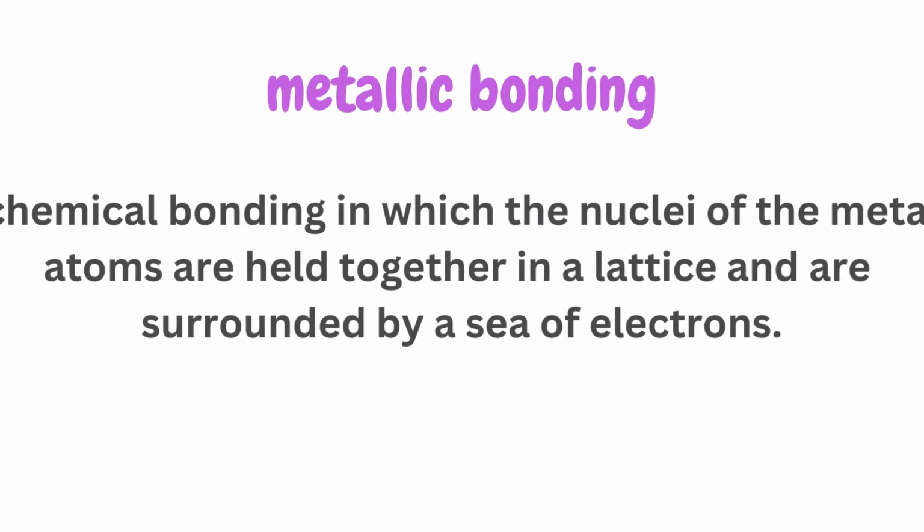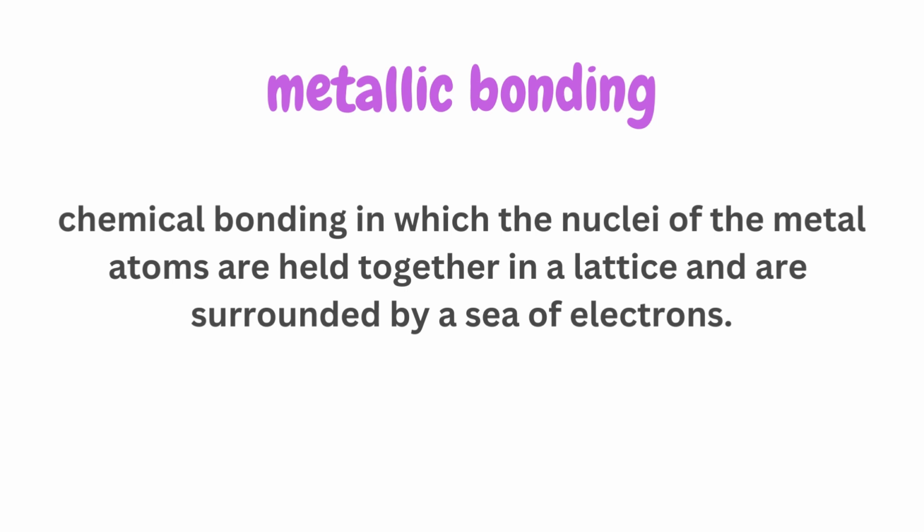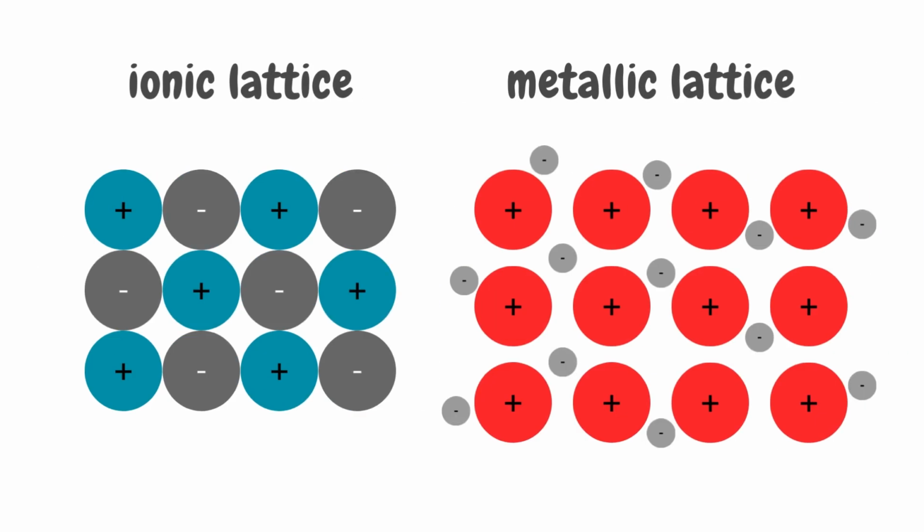Metallic bonding refers to chemical bonding in which the nuclei of the metal atoms are held together in a lattice and are surrounded by a sea of electrons. Metals form a lattice, which might remind you of an ionic lattice.